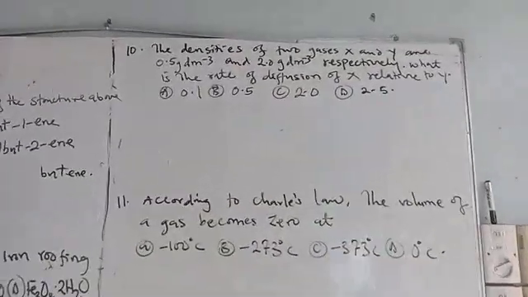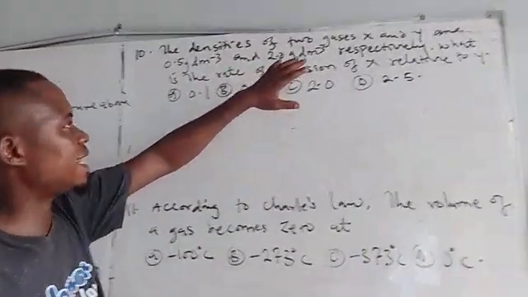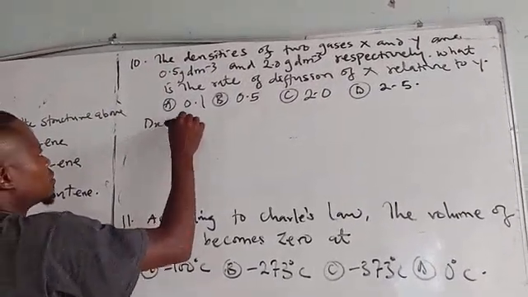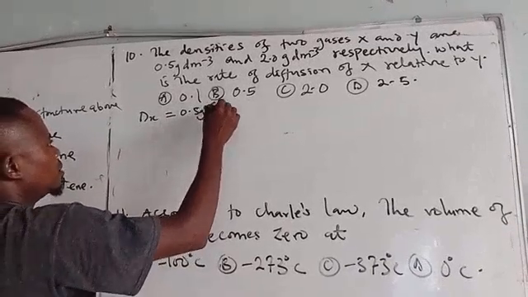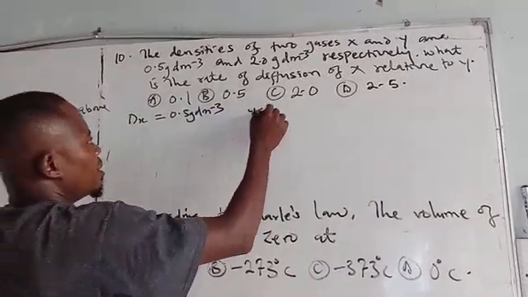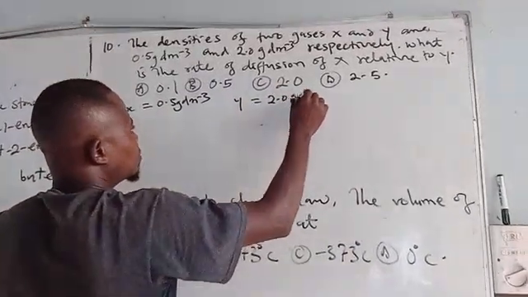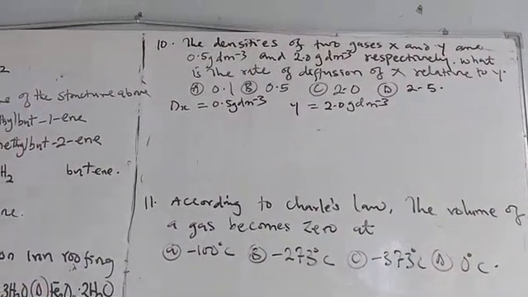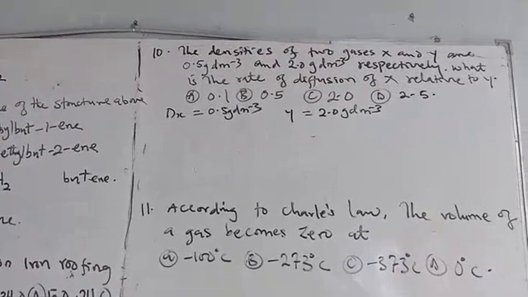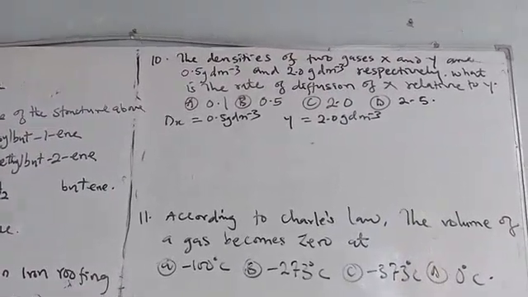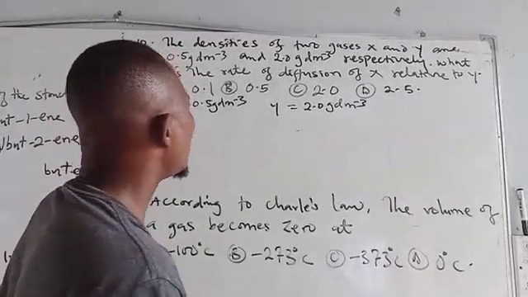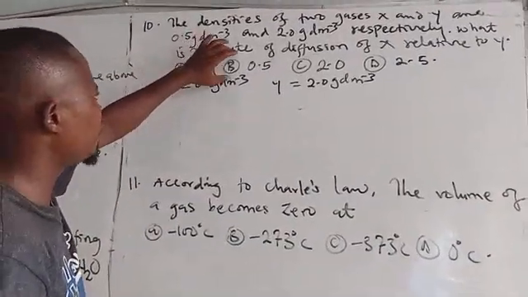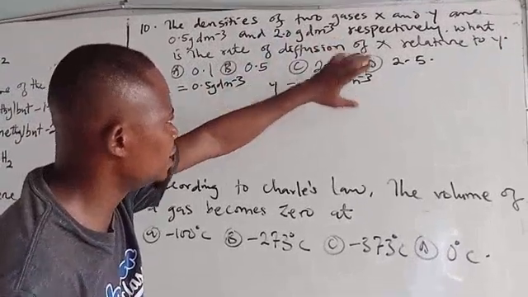Question number 10. The densities of two gases X and Y: let's say the density of X is 0.5 grams per dm cube, and the density of Y is 2.0 grams per dm cube. The question now is, what is the rate of diffusion of X relative to Y? A, 0.1, B, 0.5, C, 2.0, D, 2.5.